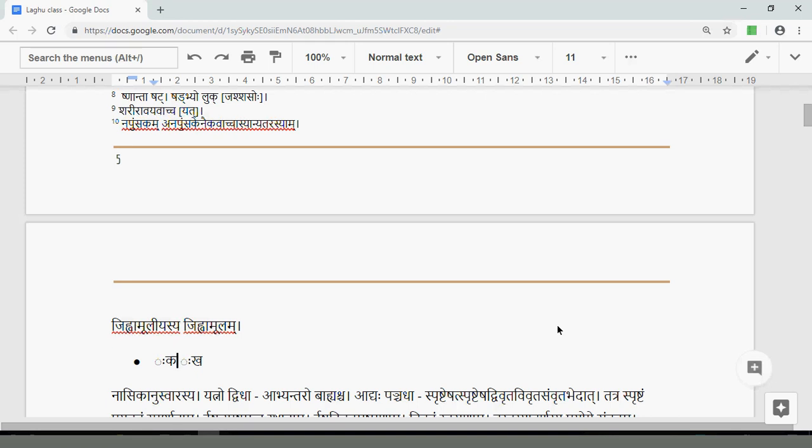Here also, when you pronounce it, visarga should not be pronounced separately and then kh. It should be pronounced together. It is like an ardha visarga. The pronunciation is like ardha visarga. There is no complete visarga, like punaha, where punaha is a complete visarga.